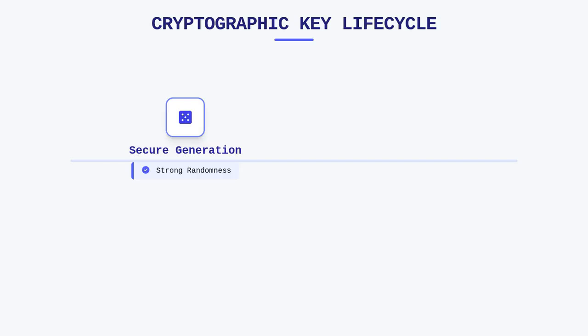When we talk about the life cycle of cryptographic keys, the first step is secure key generation, which must rely on cryptographically strong random number generators rather than standard software pseudorandom functions. A robust key management system treats the generation process as an immutable event, ensuring that the entropy source is sufficiently high to withstand brute force attempts.